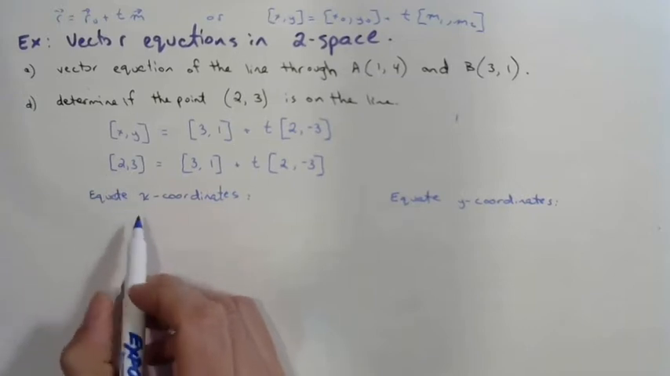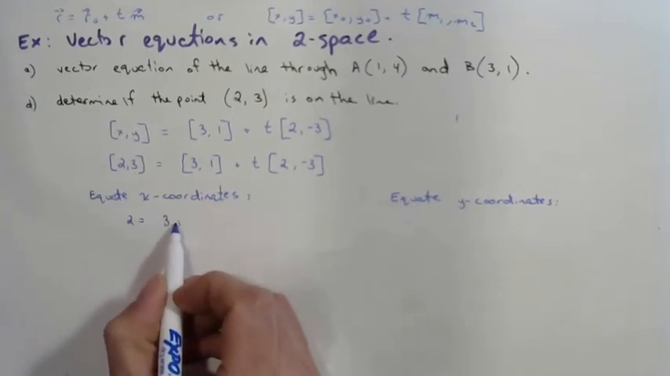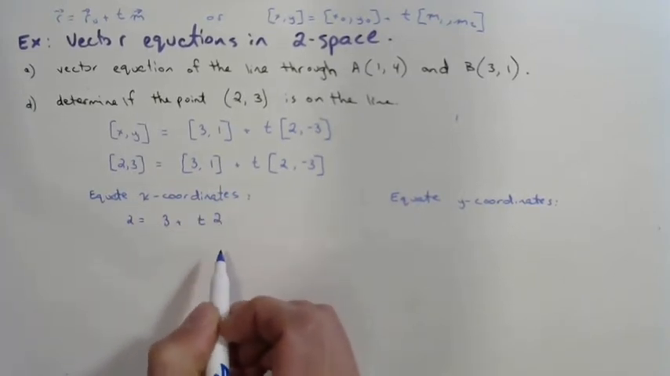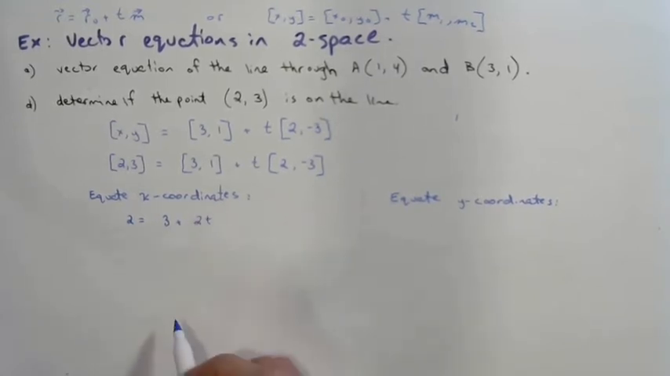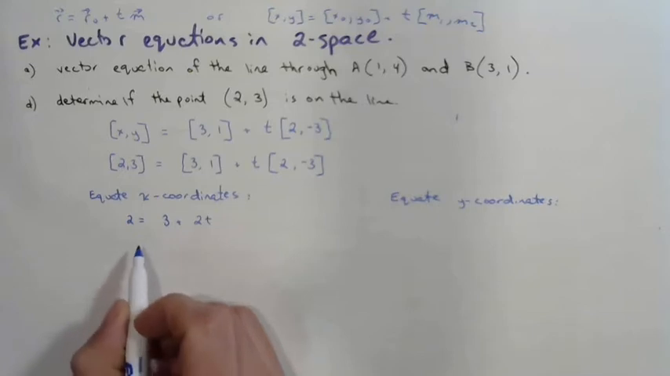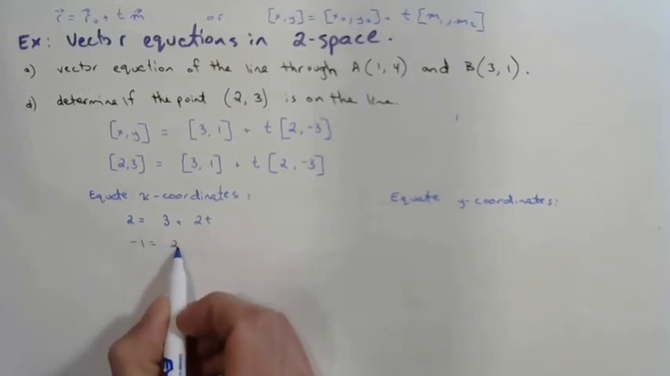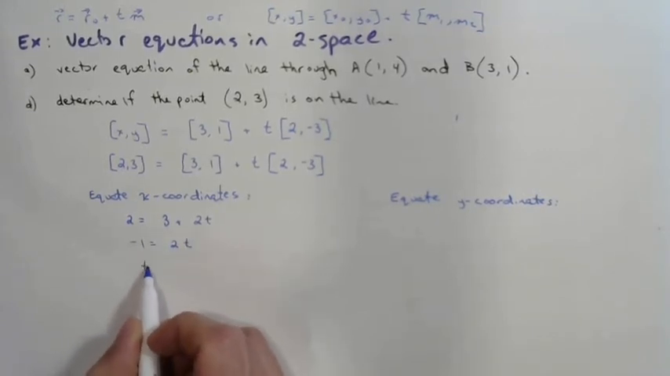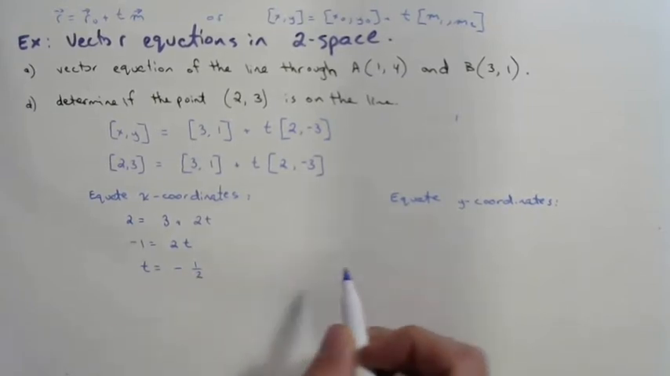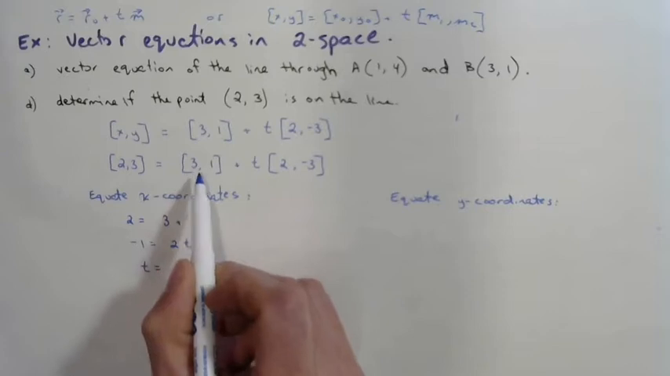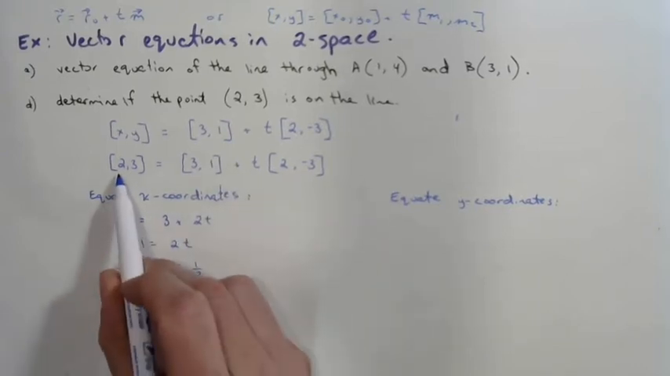Let's take our x coordinates. We've got 2 equals 3 plus some multiple of 2. Okay, and we'd obviously write this as 2t. And now I'm just going to solve. I'm going to subtract 3 from both sides and divide both sides by 2. t equals -1/2. That is going to get 3 plus some multiple of 2 equals 2.